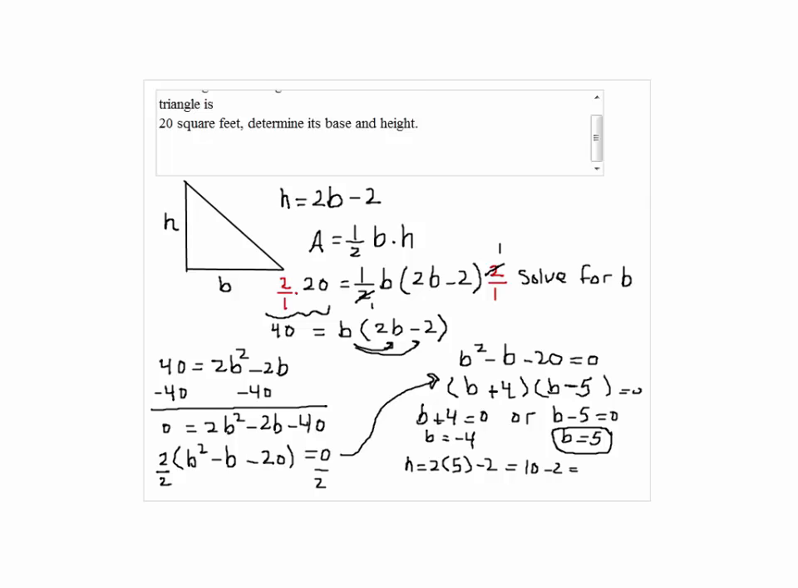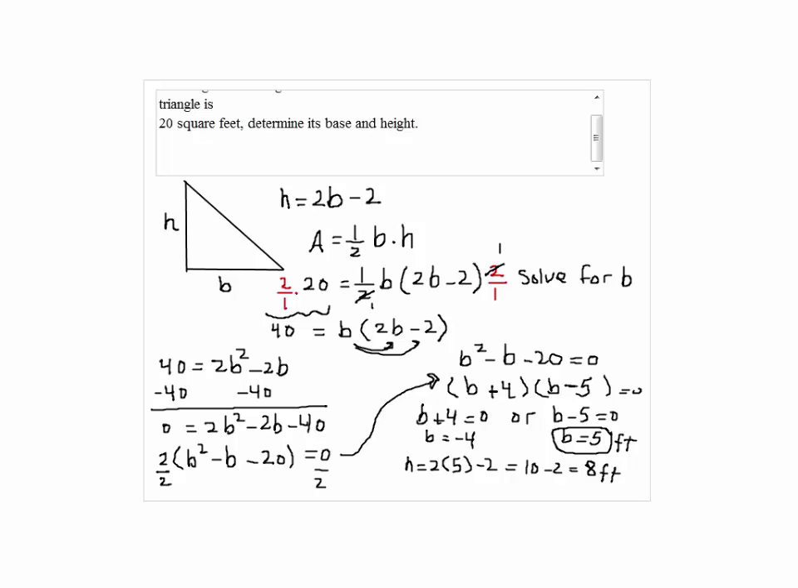b plus 4 equal to 0. b is equal to minus 4. This is not acceptable because you cannot have negative for the base. Or b minus 5 is equal to 0, b is equal to 5, and then we can accept this as the solution for base. So the base here is equal to 5.